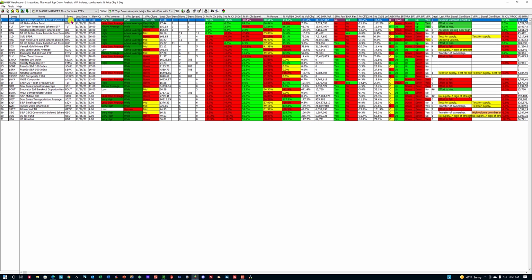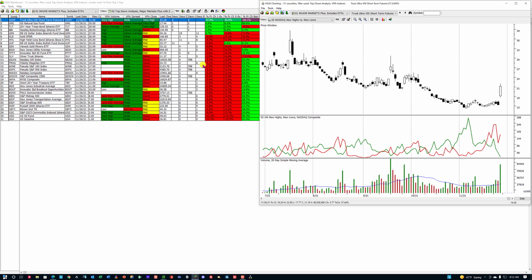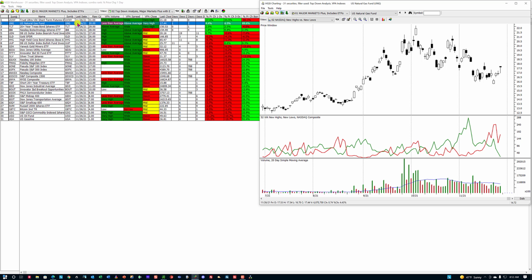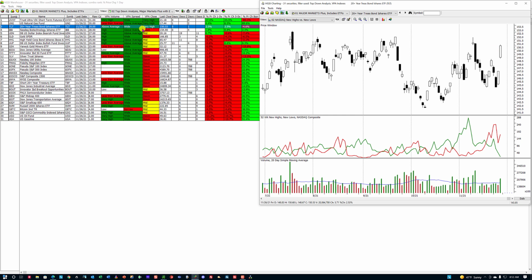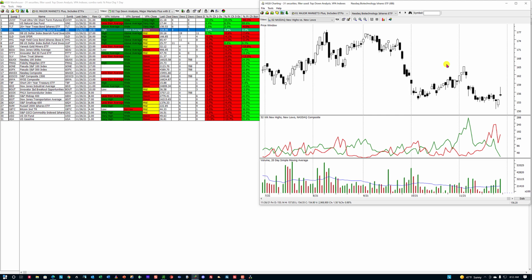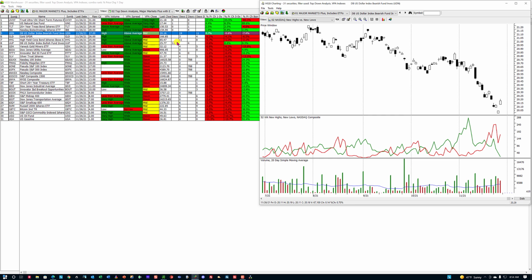the money's flowing. The UVXY volatility, and as you can see how that jumped. Or the trust, it's not the true VIX, but natural gas jumped. 20-year treasury bond, flight to safety. Biotech was actually pretty strong yesterday, but it closed near its low. The bearish US dollar was up, and so on. I'm not going to go through all these, but you can understand why I like to look at ETFs in addition to the major markets plus.